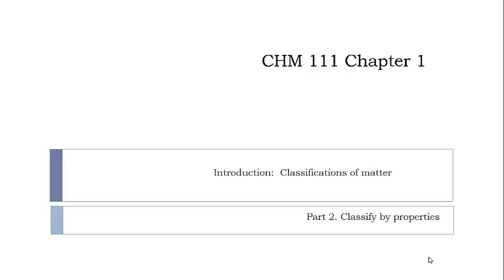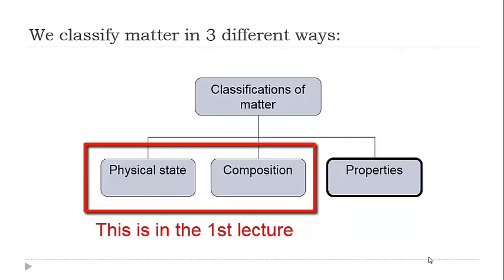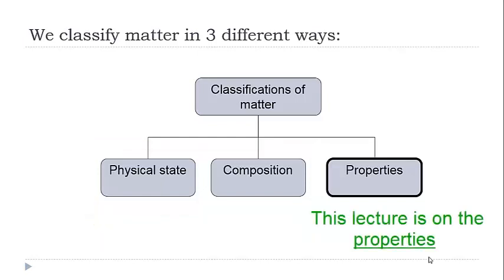Welcome to part 2 of the lecture on classifications of matter. And what we're going to do in this lecture is to classify matter by its properties. Alright, so remember from lecture 1, we classify matter in 3 different ways. We can classify it by its physical state, by its composition, or by its properties. And the physical state and composition is in lecture 1.